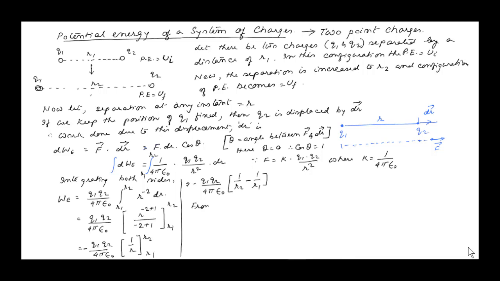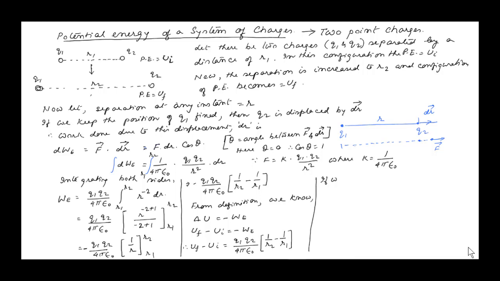Now from definition we know that potential energy is equal to the minus of the work done, since it takes place in the opposite direction. Now delta U is equal to final potential energy minus initial potential energy, is equal to minus WE. Therefore UF minus UI is equal to Q1 Q2 by 4 pi epsilon 0 into 1 by R2 minus 1 by R1.